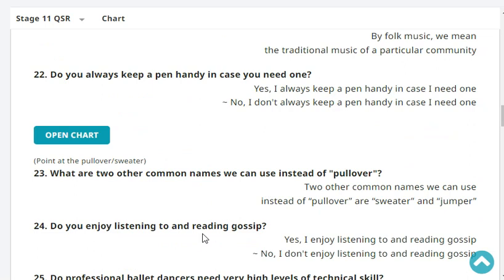By folk music, we mean the traditional music of a particular community.